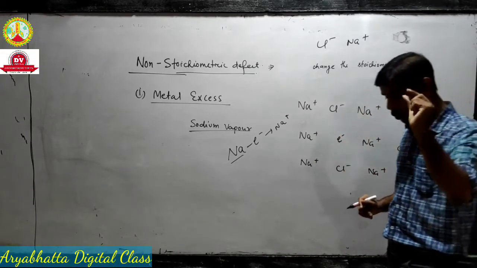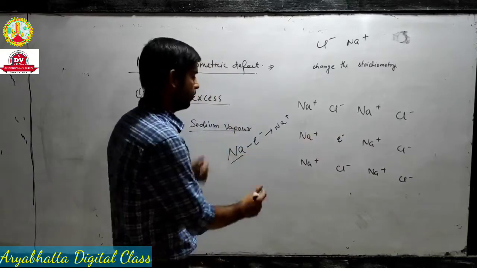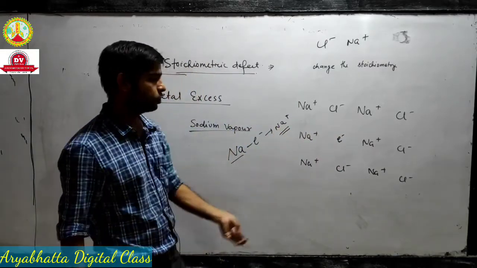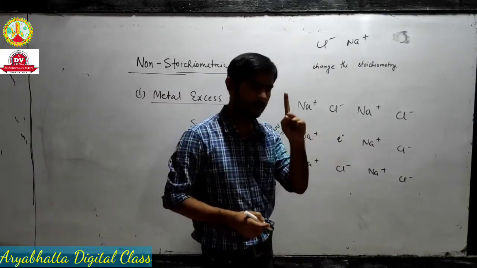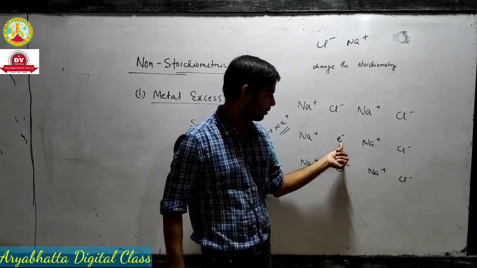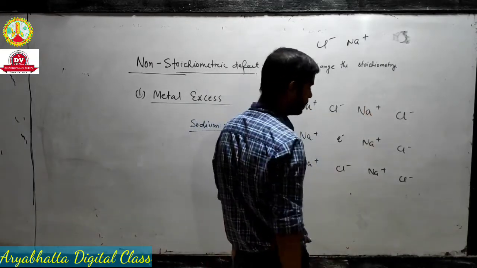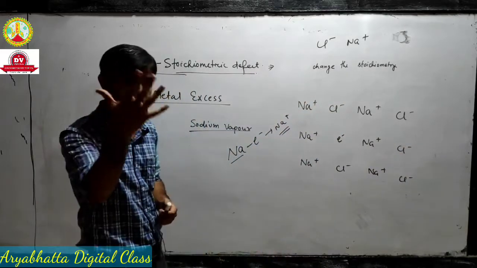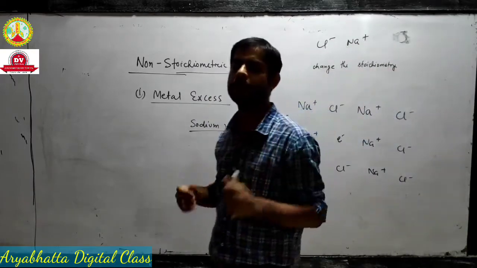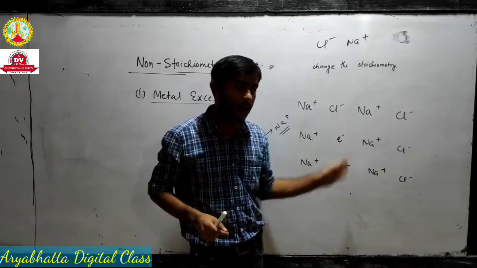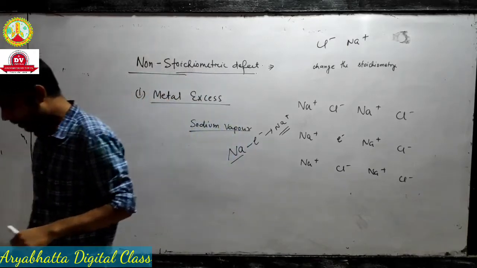But one chlorine from the crystal fled away with this sodium from the sodium vapor. So one chloride ion is less. This crystal has a vacancy of one chloride. So what has happened? We have 6 sodium ions, but only 5 chlorine ions. That means the concentration of metal is more than the non-metal or anionic part. That's why it is called metal excess defect.